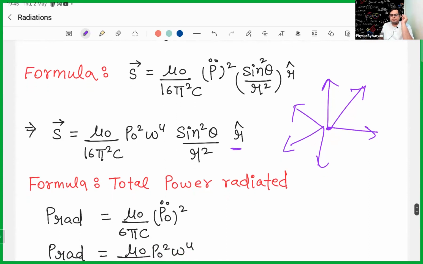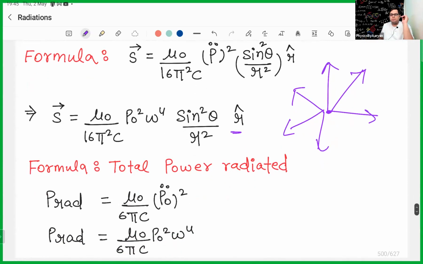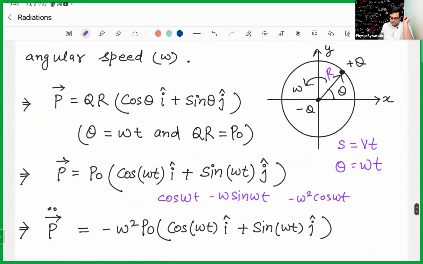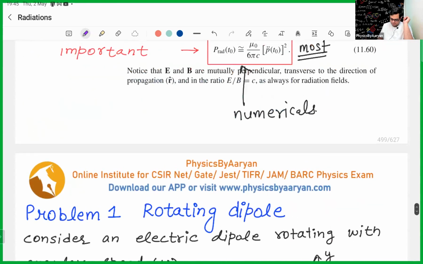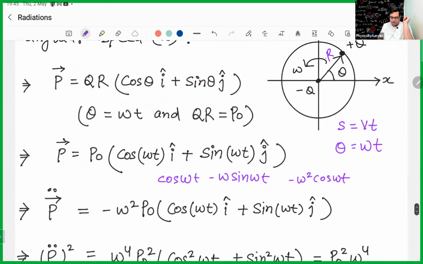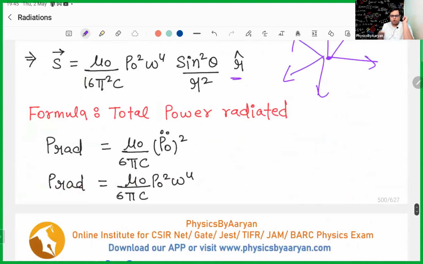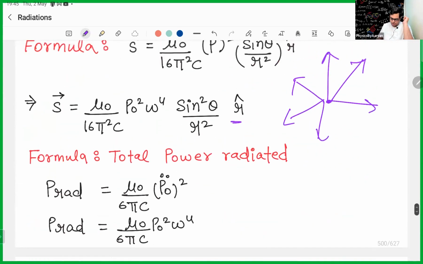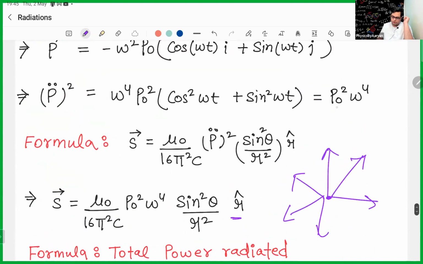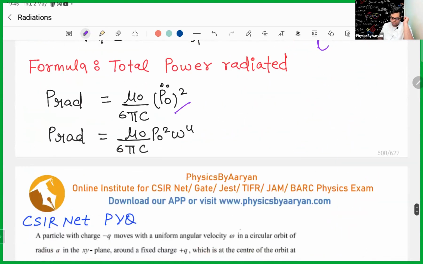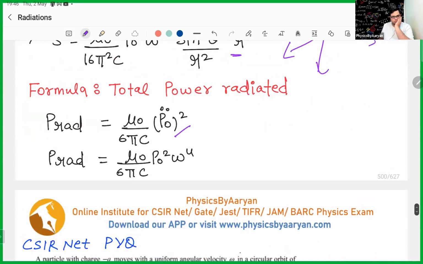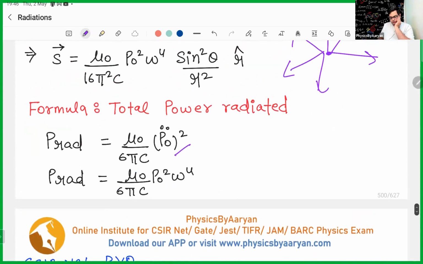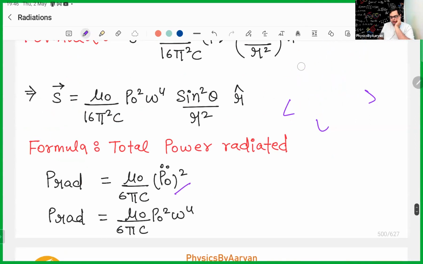Then we can also find the total power radiated, that is, how much power your oscillating dipole has radiated. So you will use this formula, mu naught by 6 pi c into P double dot square. You already know mu naught by 6 pi c, and you have already calculated P naught square into omega 4. So you have calculated the total radiated power. This is the first problem, which is basically the rotating dipole.